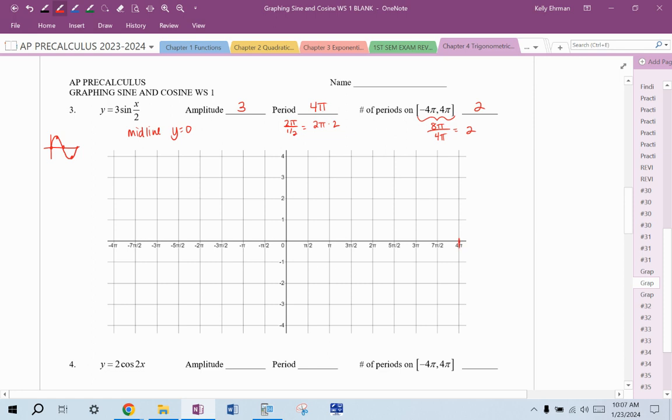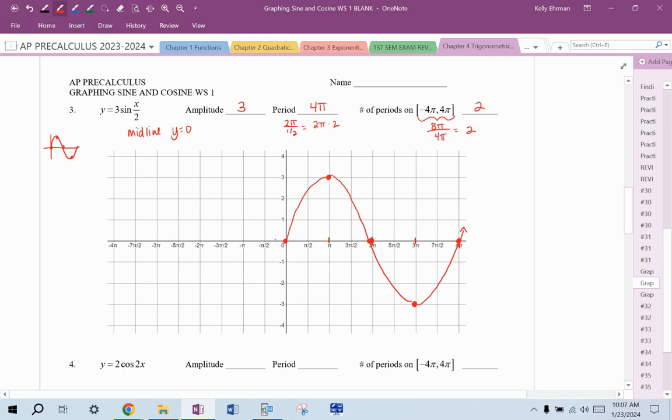Mark off where 4 pi is. Mark off halfway between 0 and 4 pi, so at 2 pi. Mark off halfway between that, so tick mark at pi. And then keep that same distance, so we mark at 3 pi. So everywhere I've placed a mark is where I'm going to place one of my points. So the sine graph starts at 0. At the next tick mark, which is pi, it hits the amplitude, which is 3. Back to the midline at 2 pi. 3 below the midline at 3 pi. And then back to 4 pi. So here is our vertically stretched and horizontally stretched sine curve.